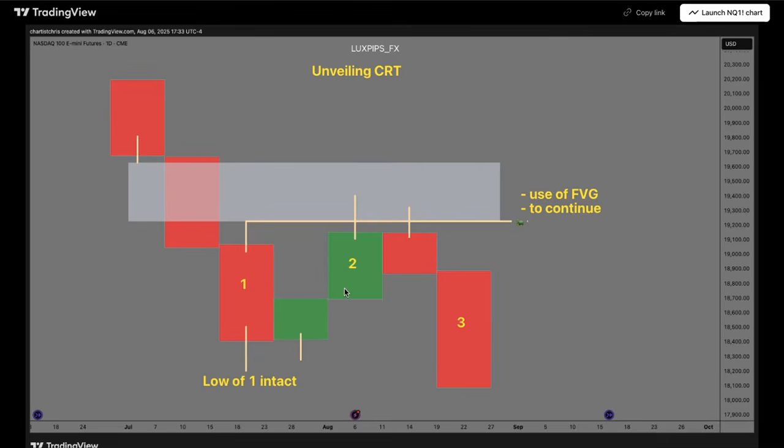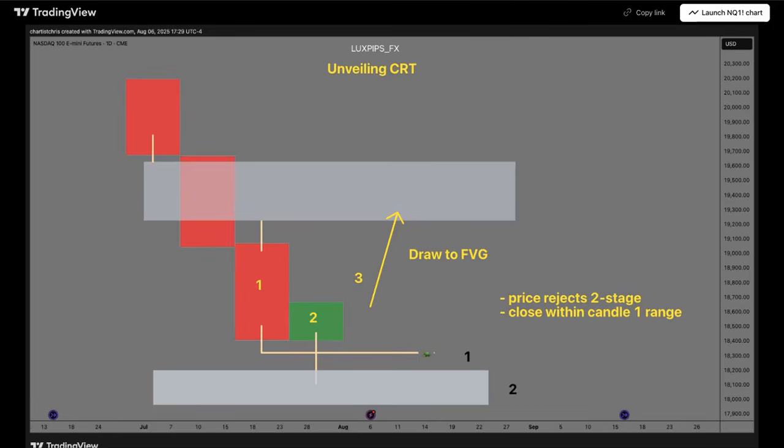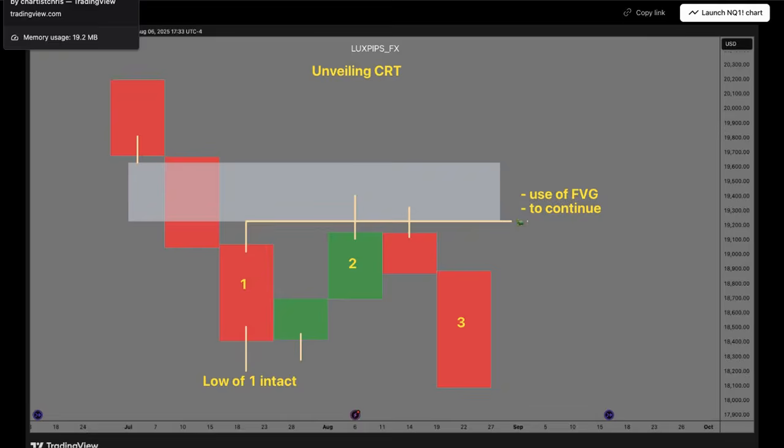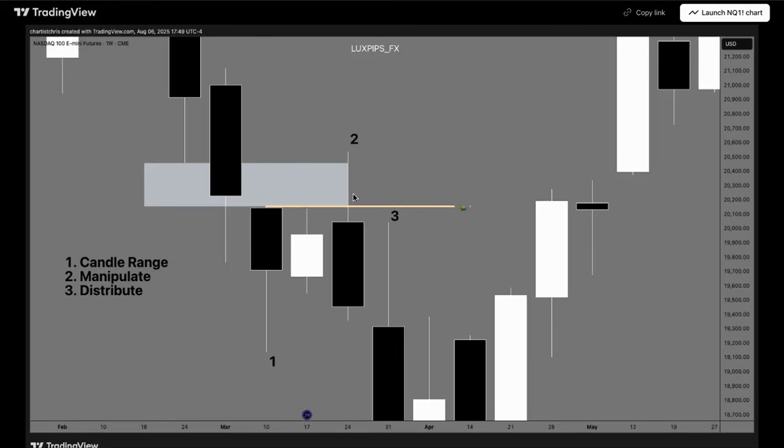I spaced it out like this because I don't want you thinking that after a 1 candle it's going to be a 2 candle, and after that 2 candle it's going to be a 3 candle. That's not how the market works. It doesn't just do patterns like that. There might be some nice patterns like the one I showed you earlier, but it's not always going to be like this.